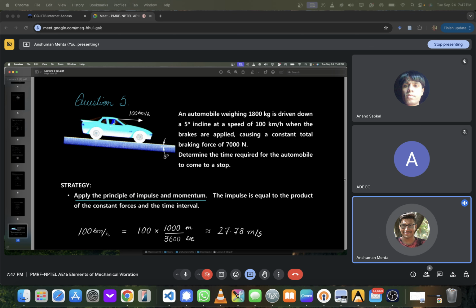Okay, so I'm taking a 5-minute break. Up till that time you can read the question and also the strategy. It is based on impulse and momentum now.